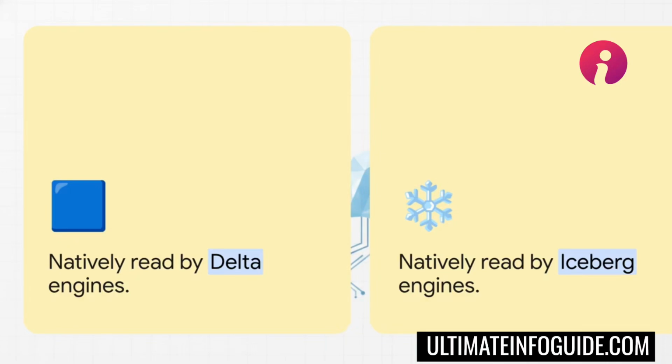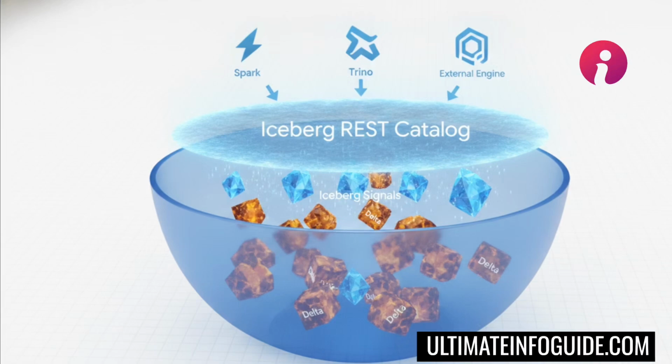And yet, it's natively readable by Delta engines like Databricks on the left, and natively readable by Iceberg engines like Snowflake, BigQuery, Trino, and Dremio on the right. You are achieving universal engine compatibility without copying a single file. It's brilliant. And for those of you working in the Microsoft ecosystem, this gets even better.